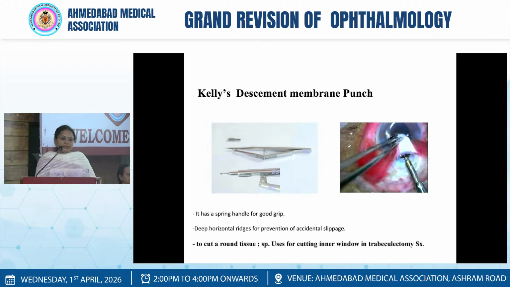Then the Kelly's Descemet membrane punch. You might be confused between the needle holder, superior rectus bridle suture needle holder, and this punch. But the punch has a spring action with a good grip. Can you see these ridges over the shaft? And it has a shape like a Callisian scoop. There is one sharp end here.